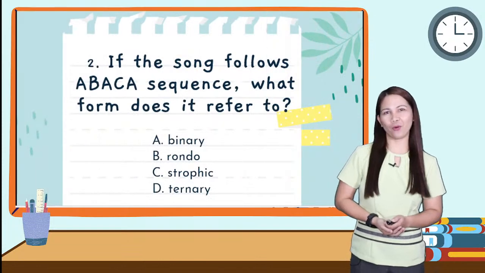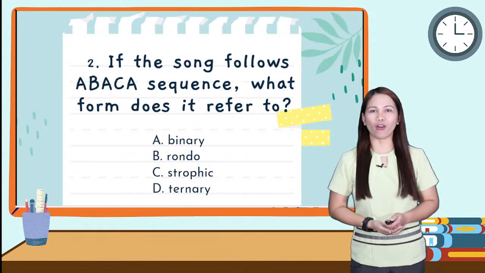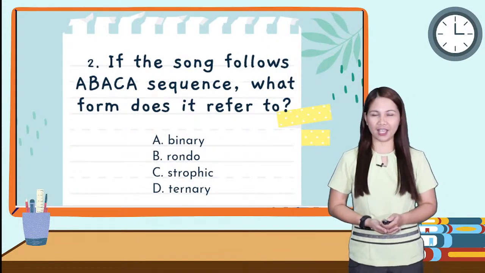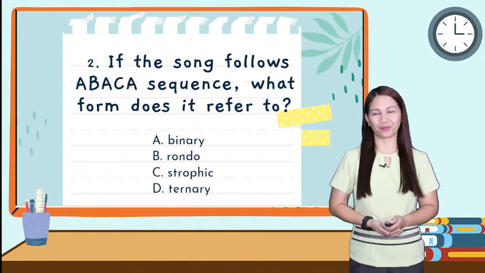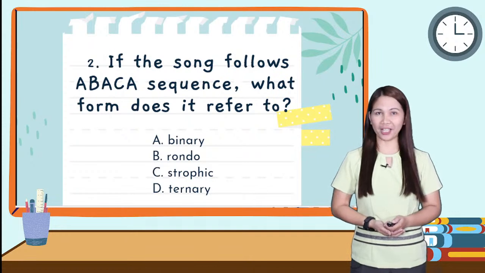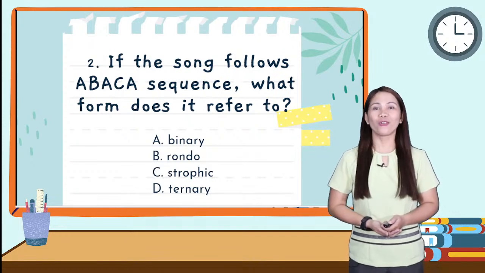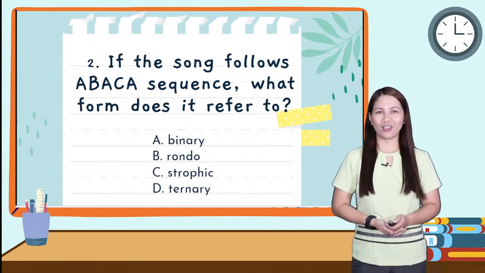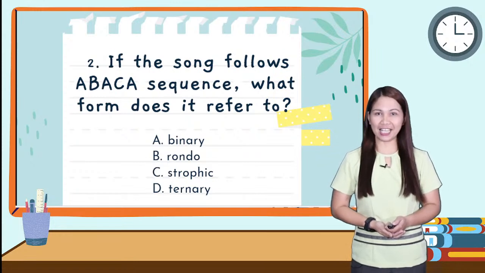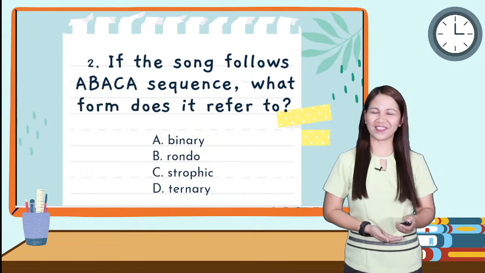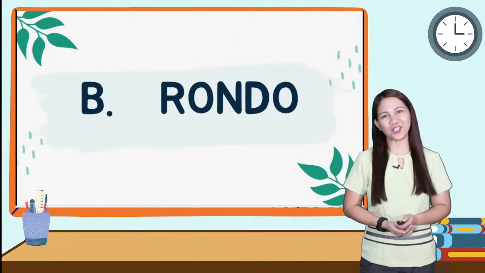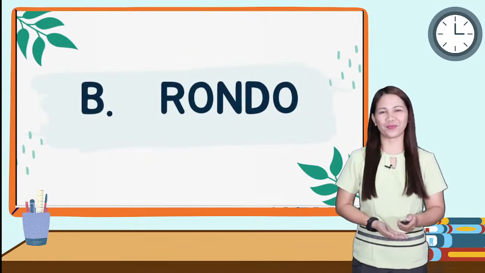Let's try the second question. If the song follows ABACA sequence, what form does it refer to? Is it A. Binary. B. Rondo. C. Strophic. And D. Ternary. What is your answer? Of course, the correct answer is rondo.